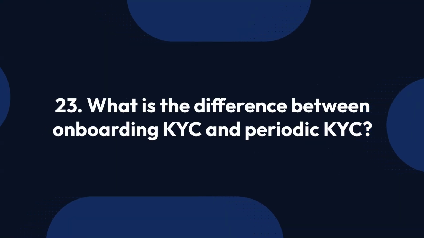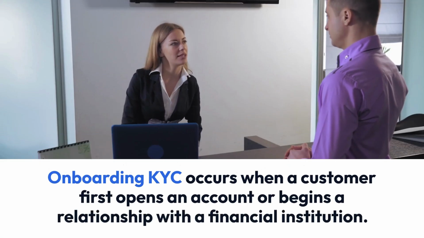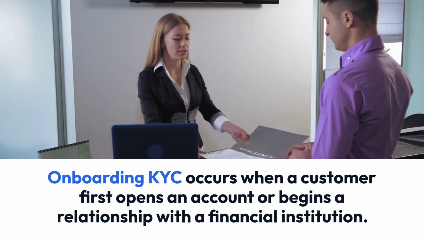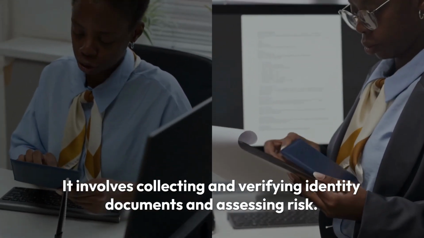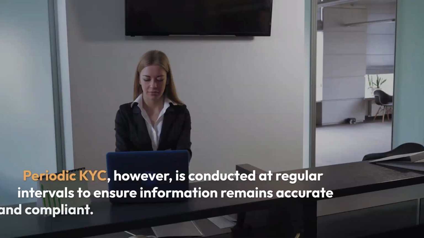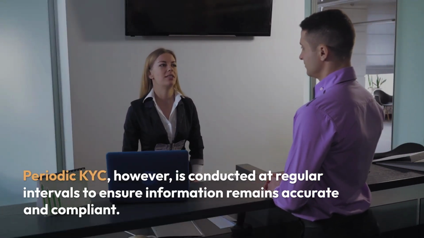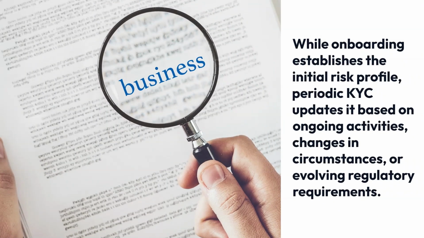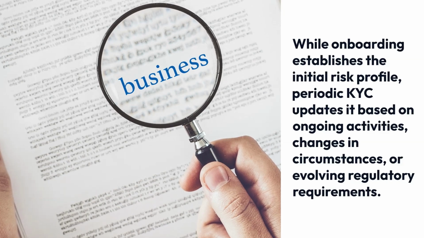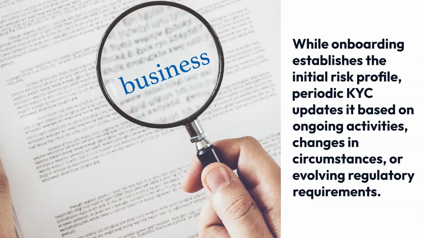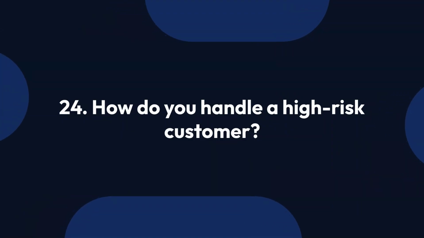23. What is the difference between onboarding KYC and periodic KYC? Onboarding KYC occurs when a customer first opens an account or begins a relationship with a financial institution. It involves collecting and verifying identity documents and assessing risk. Periodic KYC, however, is conducted at regular intervals to ensure information remains accurate and compliant. While onboarding establishes the initial risk profile, periodic KYC updates are based on ongoing activities, changes in circumstances, or evolving regulatory requirements.